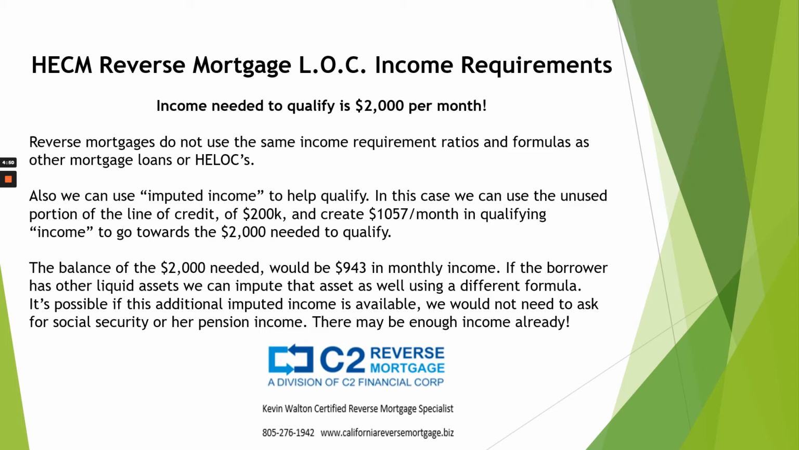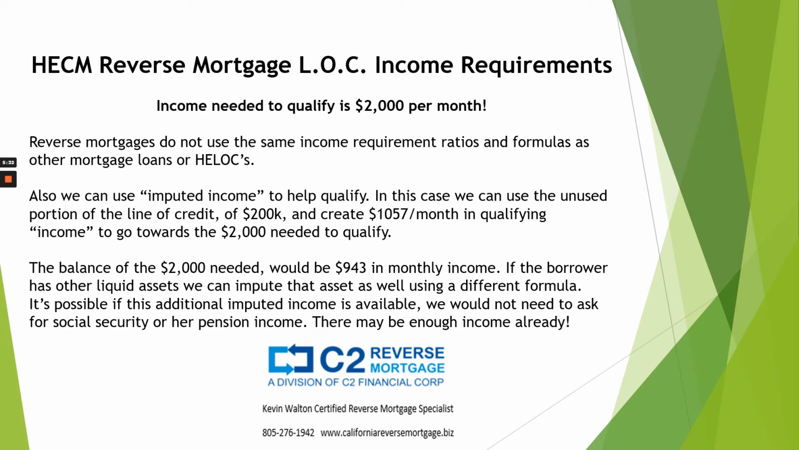We can also use what we call imputed income to help qualify for the loan. In this case, we can use the unused portion of the line of credit, the $200,000 available. Using a formula, it created $1,057 a month in qualifying income. And you notice I put income in quotes there. This really is not income. You did not earn it, but it is cash flow income to help make the numbers work. So we already met $1,057 of the $2,000 just by using the funds available on the loan. So the balance needed per month was $943.